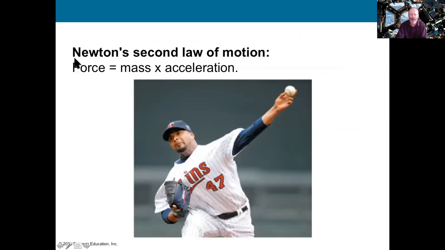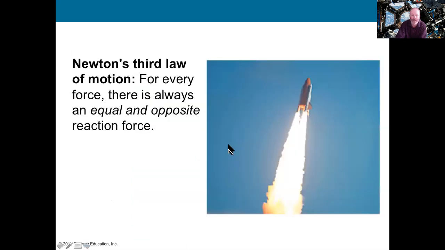The second law is a basic calculation. Force is mass times acceleration. So you have more mass, you have more force; you have more acceleration, you have more force. And that can be mathematically written as F equals M times A, or F equals MA. You may see that. That's one of the more basic equations in science. Then the third is that for every force, there's an equal and opposite reaction force.